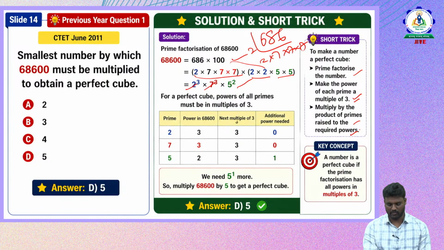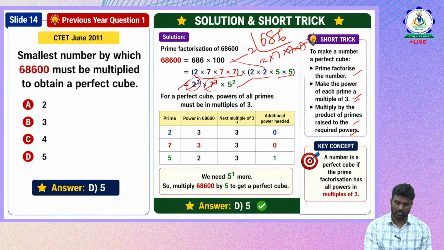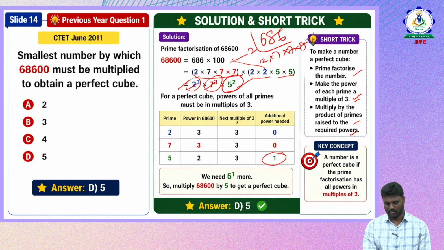Now in this case, we have 2 to the power of 3, the power is 3, so the condition is satisfied. And 7 to the power of 3, the power is 3, it is also satisfied. Now 5 to the power of 2 is not a multiple of 3. For a perfect cube, the powers of all primes must be multiples of 3, so we need one more 5, that is 5 to the power of 1 more.